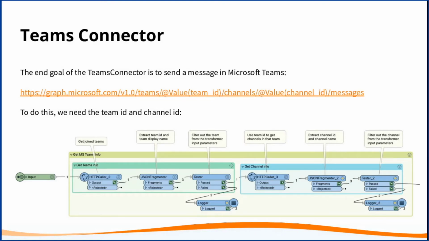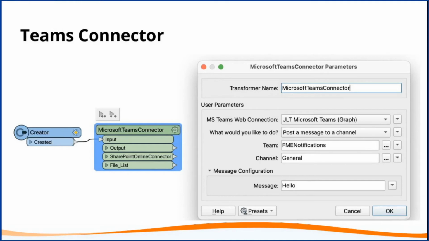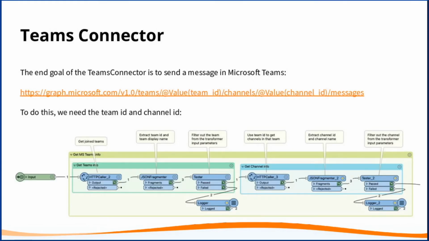The SharePoint Online connector was built by a proper Python developer, so it's a bit nicer. As you saw earlier, when I went to choose a list, it gave me a list of the lists that I could choose. I'm not that sophisticated. So I'm extracting the team display name that's going to match what someone types in here. You can see that this is a free text box. You would type it in. And once that comes out of the JSON fragmenter, the tester will make sure that it's using the right team ID based on the team display name.